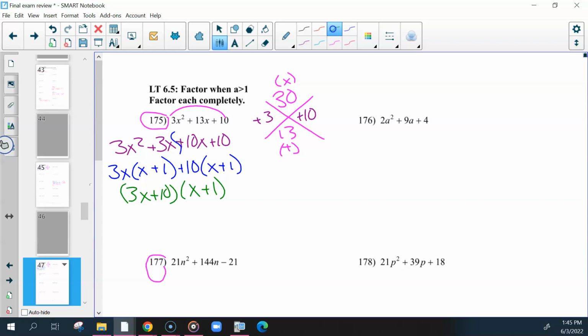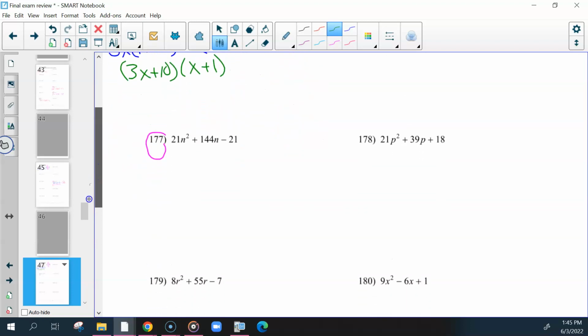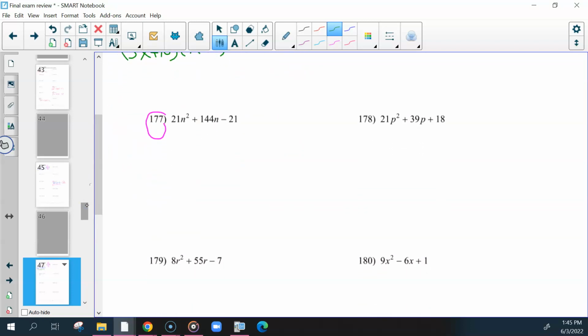We're going to do one more of these. For 177, if we think about the factors of these numbers, so like 21, 1, 21, 3, and 7, we can see if any of these can be divided by any of those numbers. I don't think 21 is a factor. 7's not, but 3 works. I can divide each of these by 3. So that would leave me with 7n squared plus 48n minus 7.